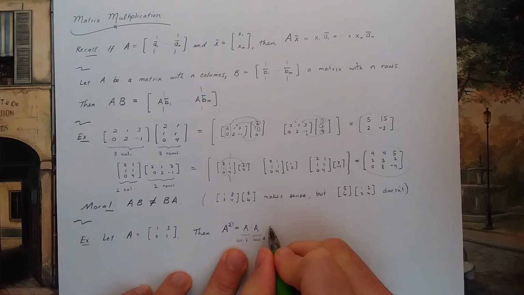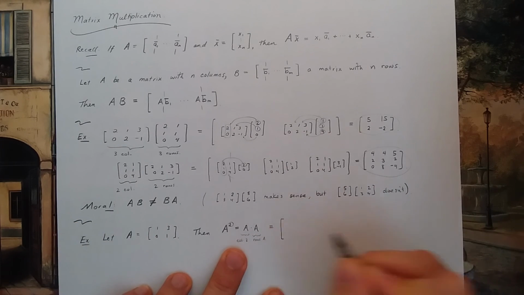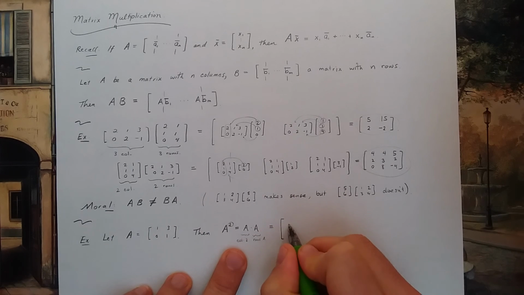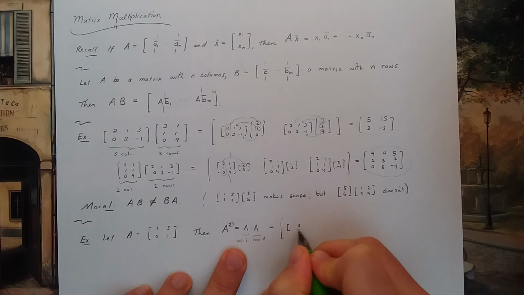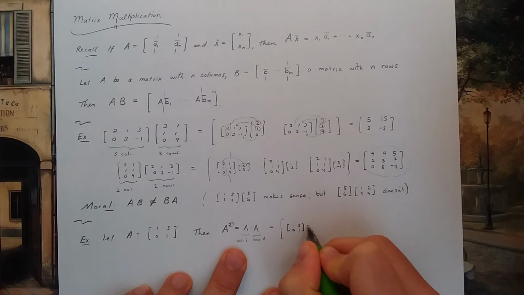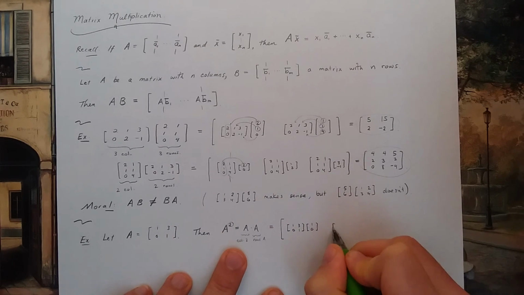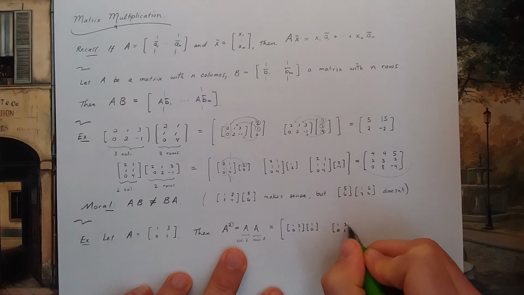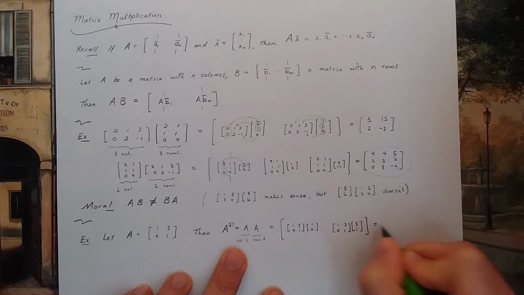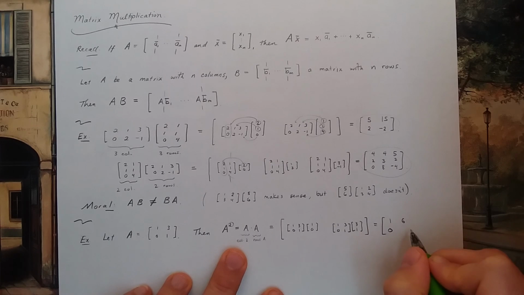So let's do this calculation. This is the new matrix, and the first column of that matrix is 1, 3, 0, 1 times the first column, 1, 0. And then similarly, I do 1, 3, 0, 1 times the second column. And then you can do the matrix operation, and I think you'll find 1, 6, 0, 1.